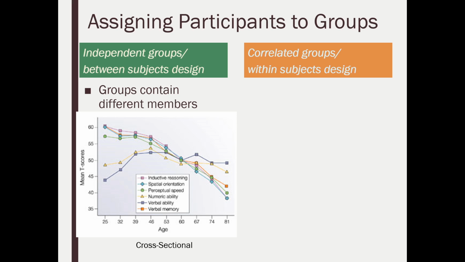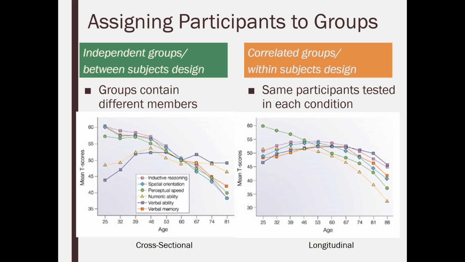Now, the correlated groups, which we talked about in another segment, also known as within subjects design, is where the same participants are tested repeatedly. So an analogy of that from lifespan issues would be to do a longitudinal study where you have the same group of people who you tested when they were 25, you test them again when they turn 32, you test them again when they're 39, and you keep testing them across their lifespan until, in this case, they made it to 88 and we were still testing them.